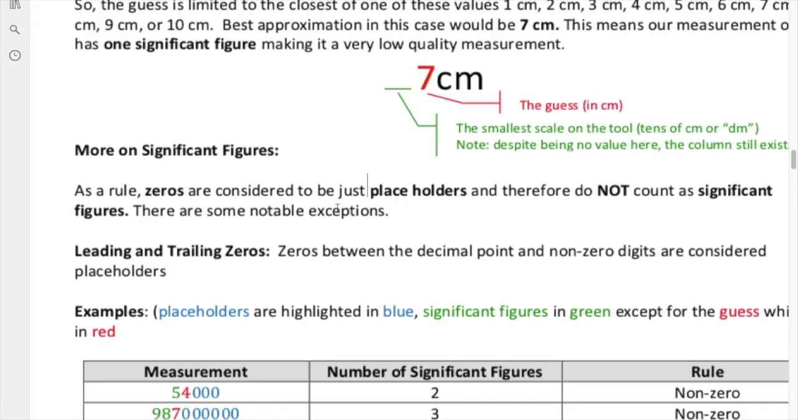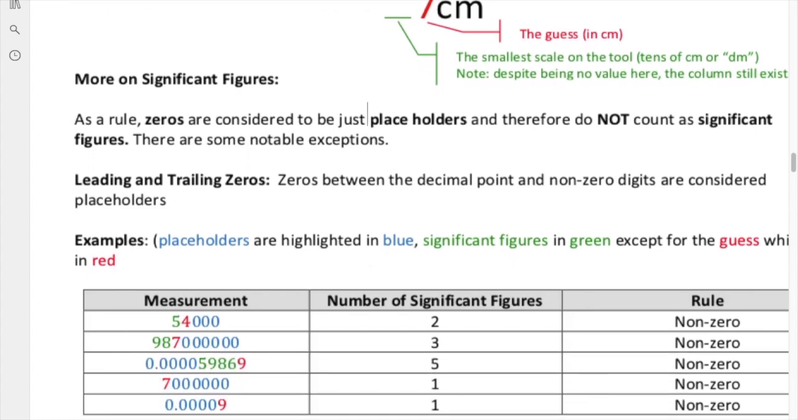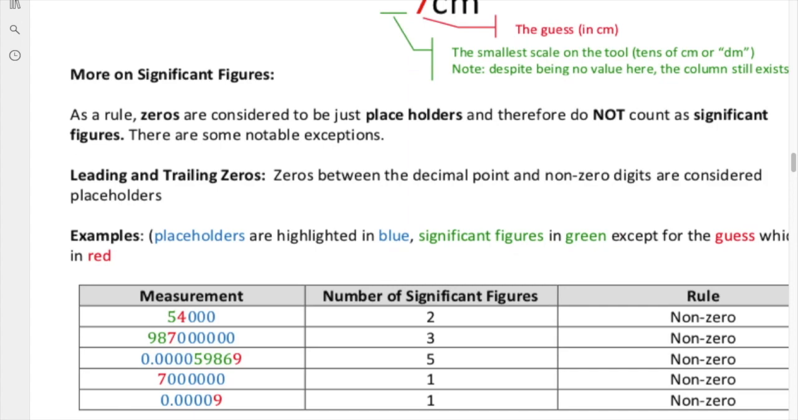Let's talk a little bit more about some more specific things about significant figures. I did mention that usually zeros in a measurement are considered to be placeholders, not usually considered to be significant. Well, that is not always the case. There are sometimes that zeros do matter. We're going to talk about the rules first, and then I'm going to talk about the scenarios in which you can get these. So here are the main rules of what numbers in a measured quantity are significant and which ones are just placeholders.